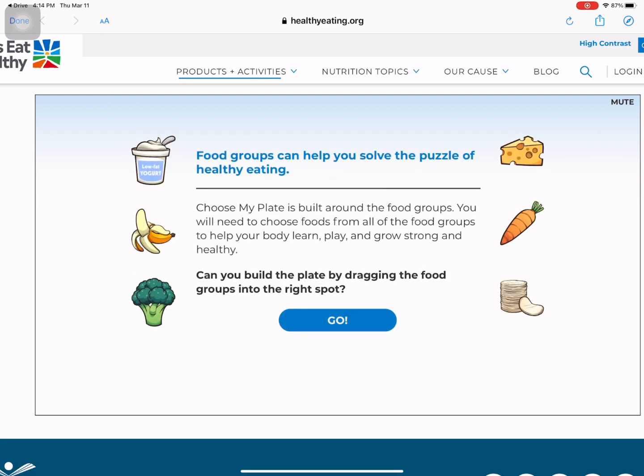Food groups can help you solve the puzzle of healthy eating. Choose My Plate is built around the food groups. You will need to choose foods from all of the food groups to help your body learn, play, and grow strong and healthy. Can you build the plate by dragging the food groups into the right spot?